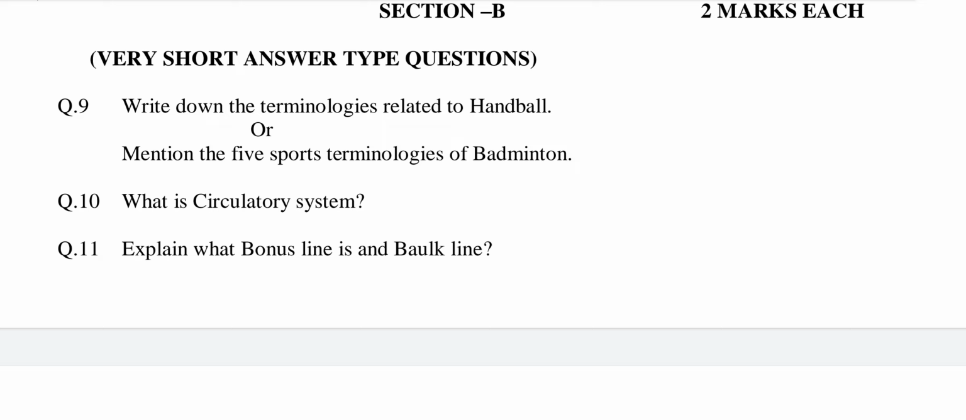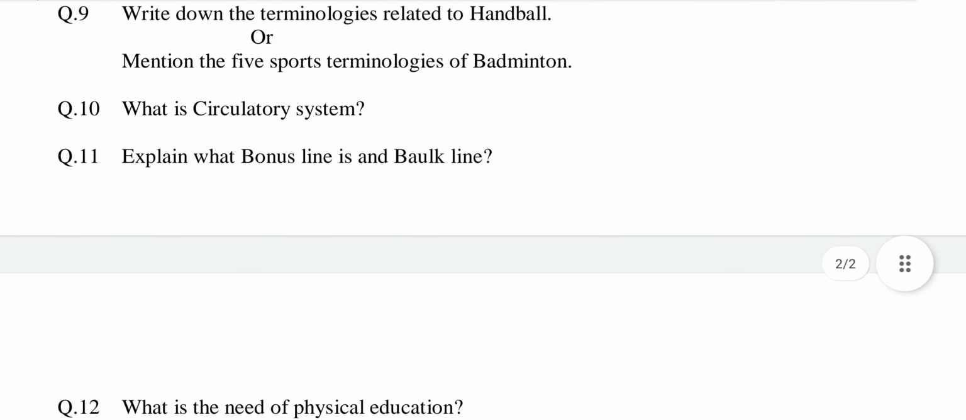The answer may be: 5 terminologies of handball are as listed below. Number 1, dribble. Second, fake throw. Third, free throw. Fourth, passive throw. 5, goal throw. Explain all these terminologies in 2 to 3 lines. Or mention the 5 sports terminologies of badminton.